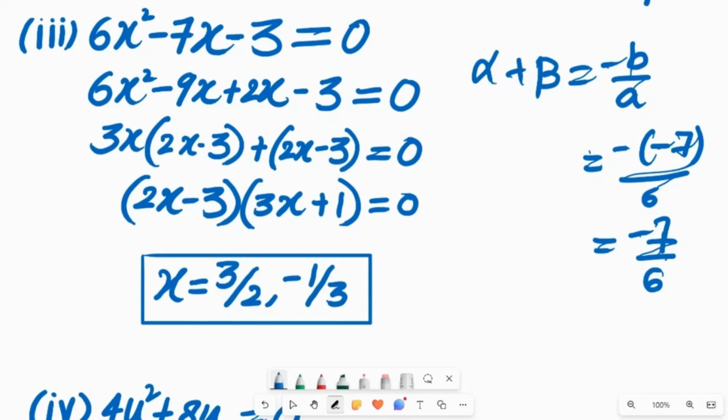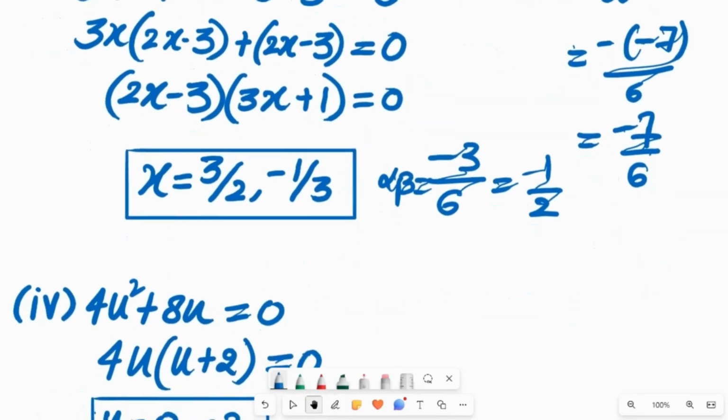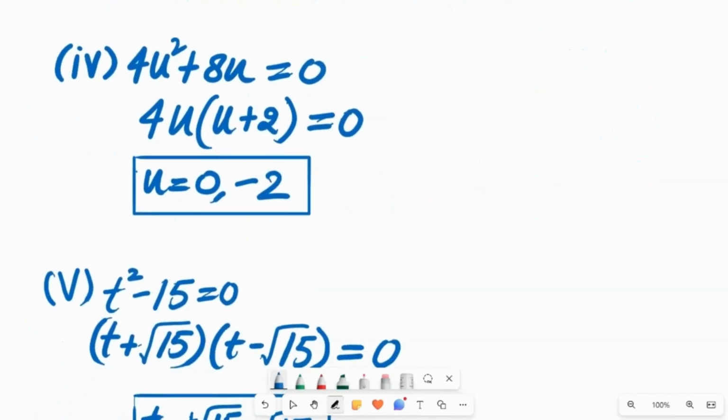And product of zeros here should be equal to c by a. So alpha into beta equal to minus 3 by 6, which is minus 1 by 2. And in fact, if you multiply 3 by 2 and minus 1 by 3, 3 would get cancelled and you would be left with minus 1 by 2. Fourth question, we don't have constant term. So we do have b and a. So sum of zeros alpha plus beta is equal to minus b by a.